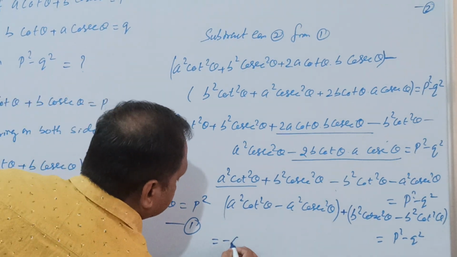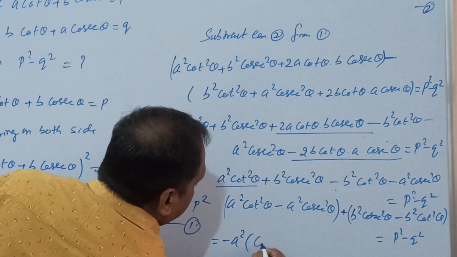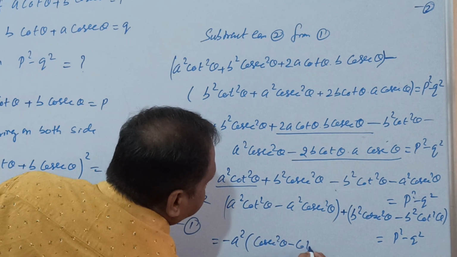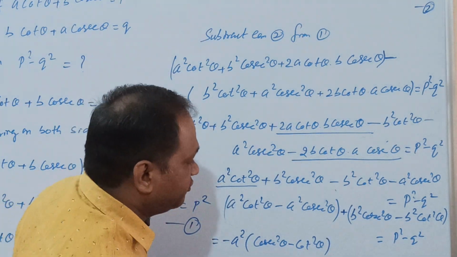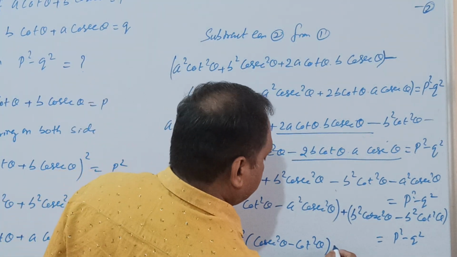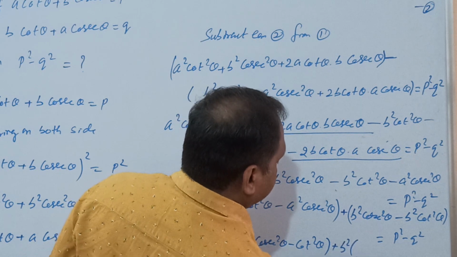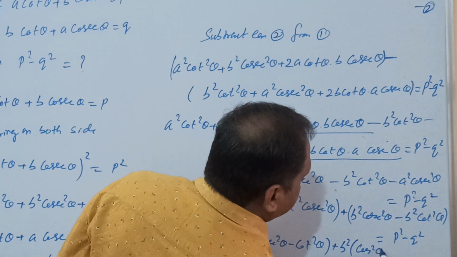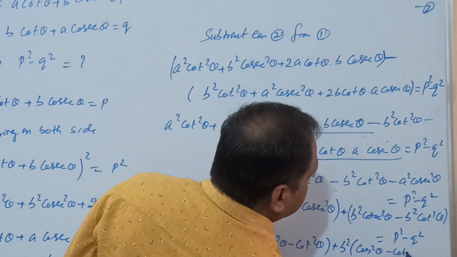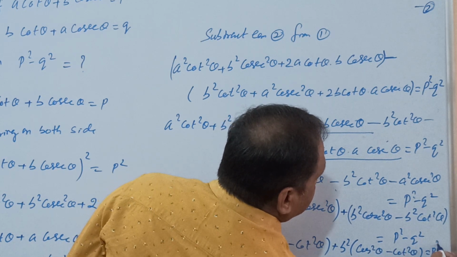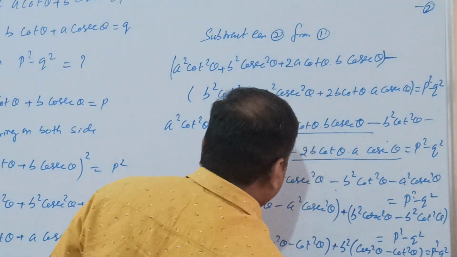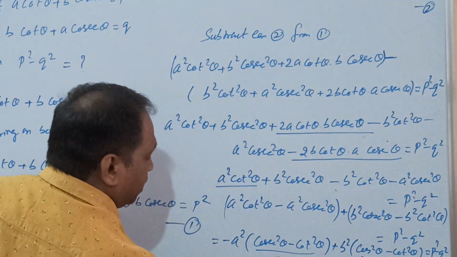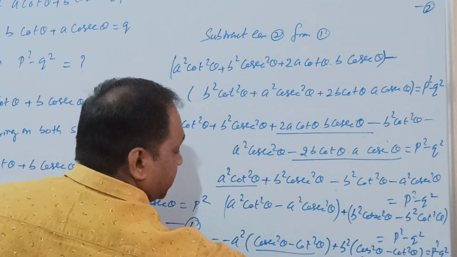So what it becomes, minus a square. So cosec square theta minus cot square theta, this is in the form of a square only. So what I will do, I will take a b square over here. It becomes cosec square theta minus cot square theta is equal to p square minus q square. This one is an identity actually. Cosec square theta minus cot square theta is 1.